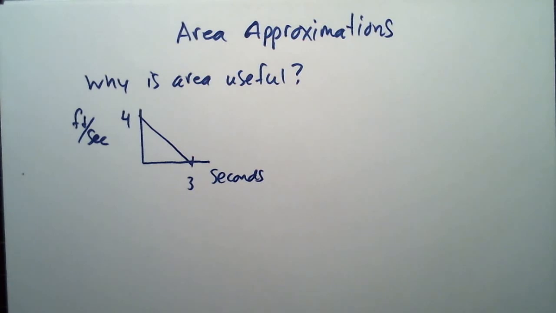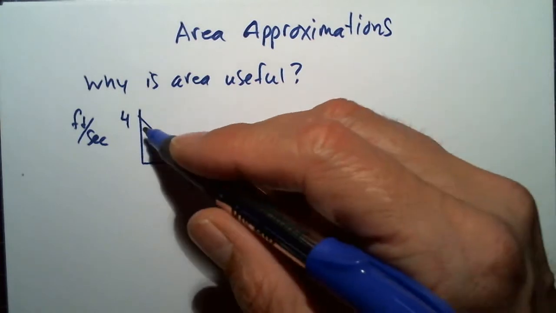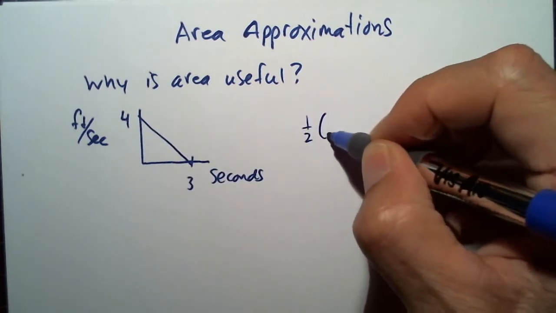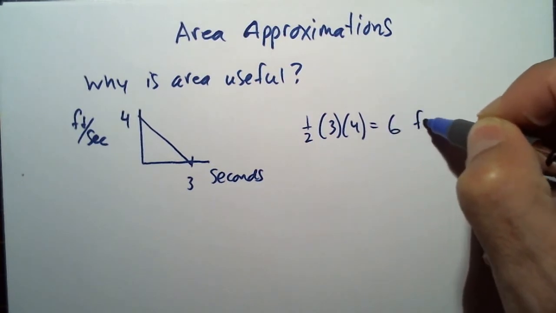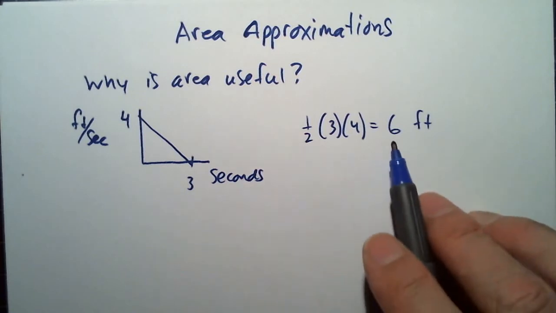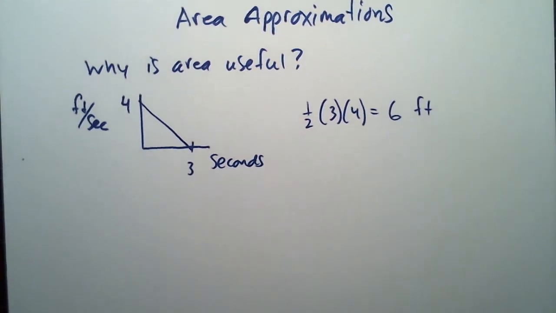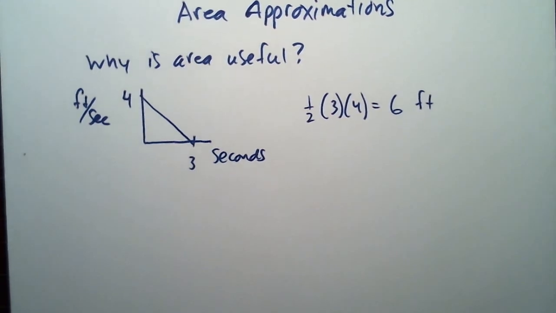So we could say that if we have a triangle, we'll go 1/2 base times height, and we know that the object that is represented here traveled 6 feet. Alright, that's one reason why we want to know area. So now let's review how to find area.